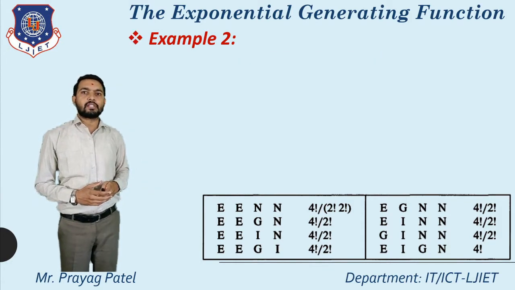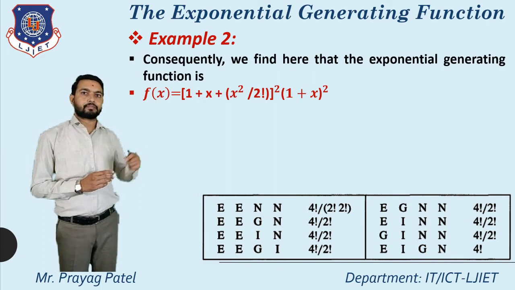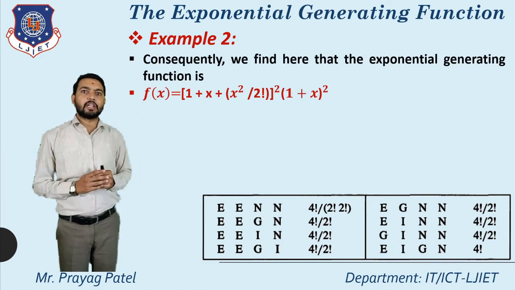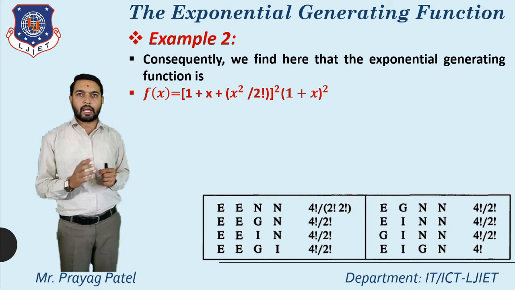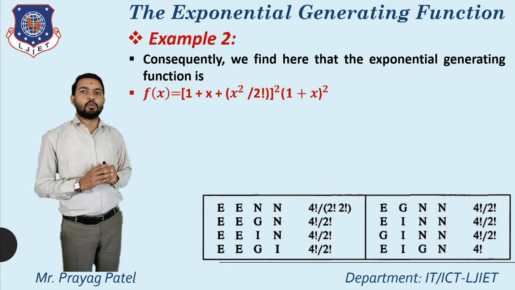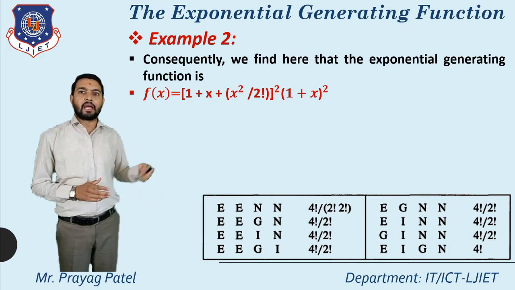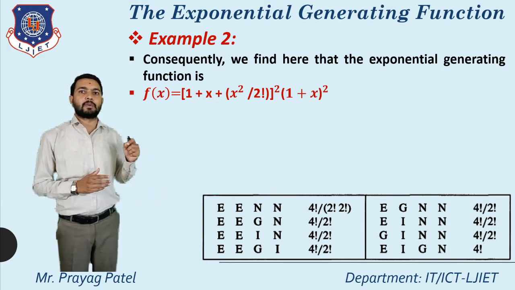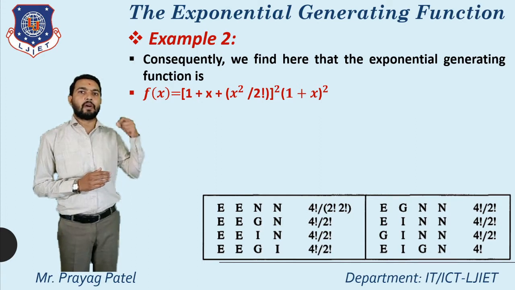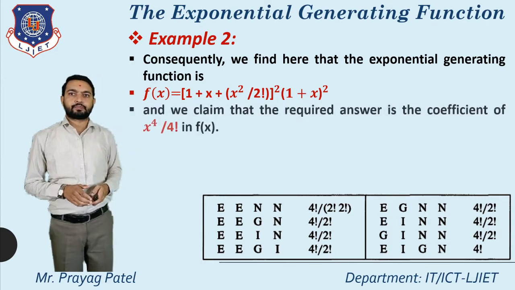So now from these three components we find that the exponential generating function is f of x equal to 1 plus x plus x square divided by 2 factorial, used 2 times for n and e, and 1 plus x used 2 times for g and I. So in total we can write f of x equal to (1 plus x plus x square divided by 2 factorial) raised to the power 2, and the second part is (1 plus x) raised to 2.